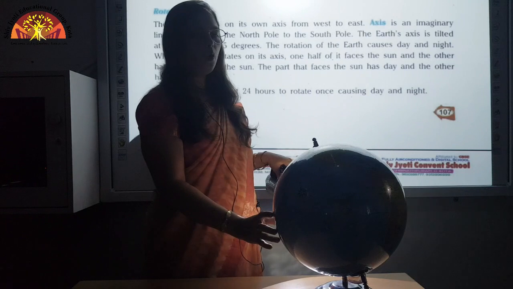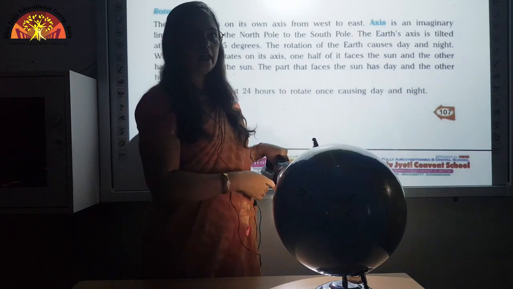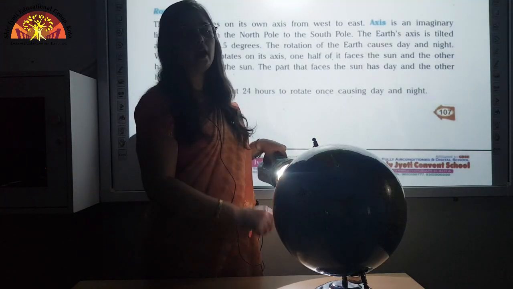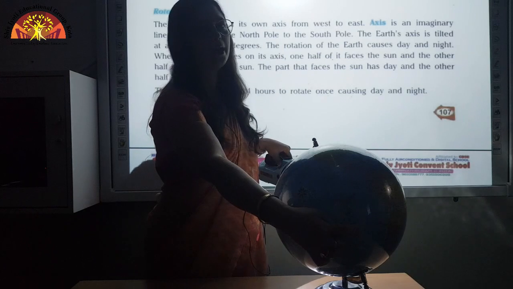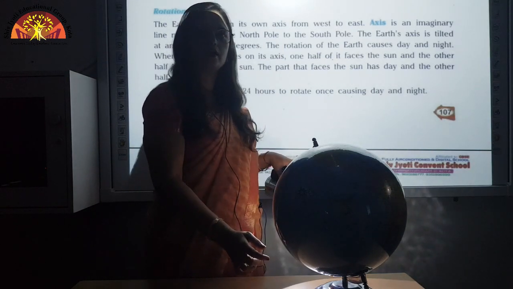Now see children, when the source of light is on opposite side, okay. Now here India is illuminated this time. So here in India there is day, and over here in South America it is night. So in this way day and night occurs, okay.